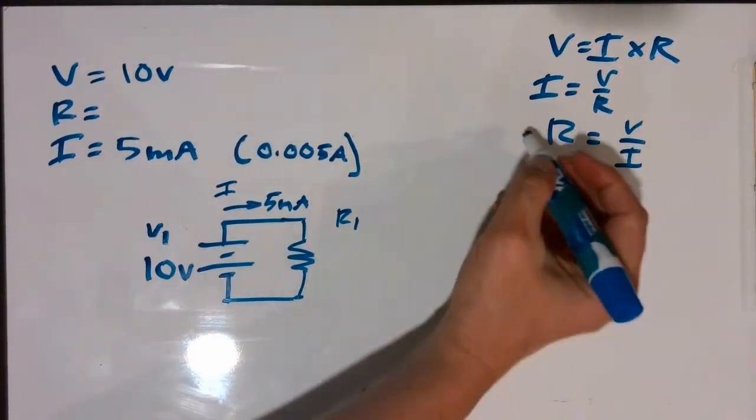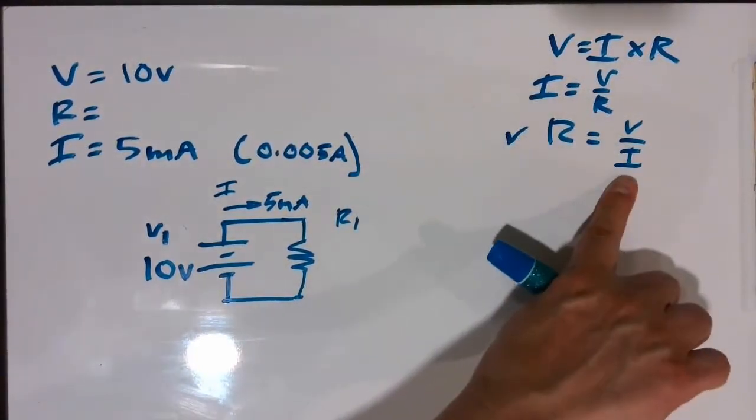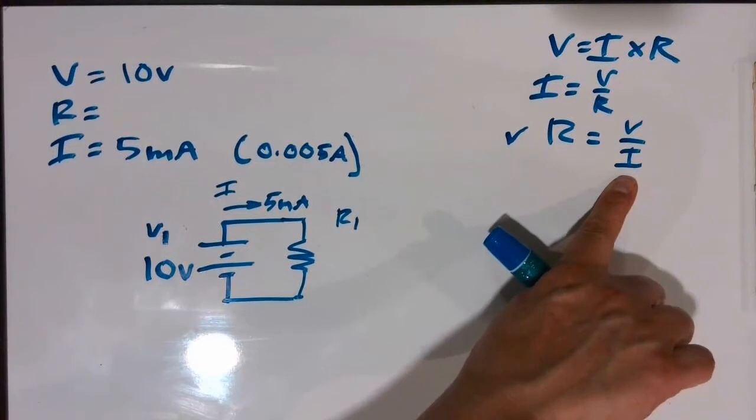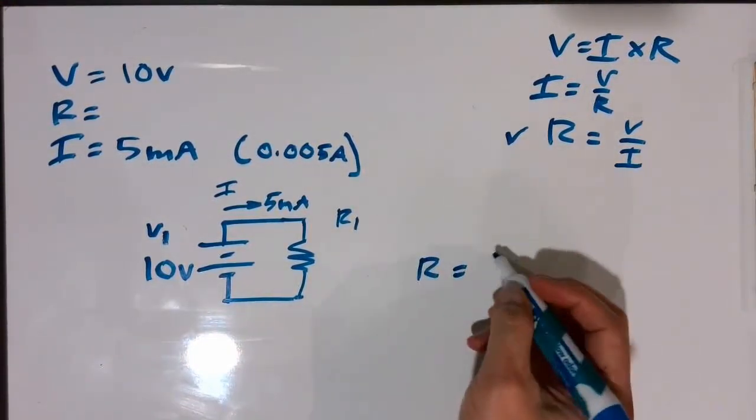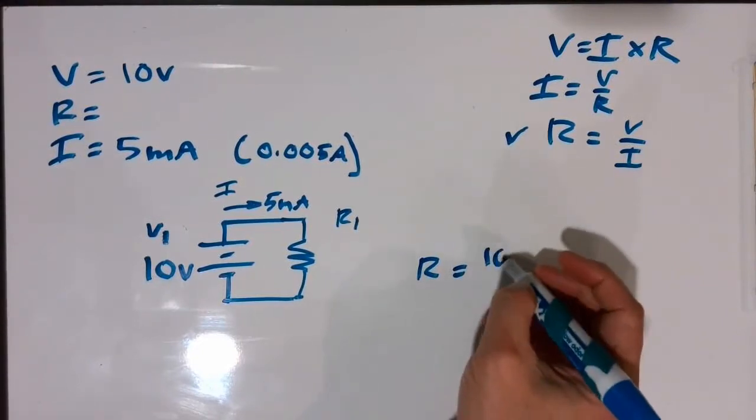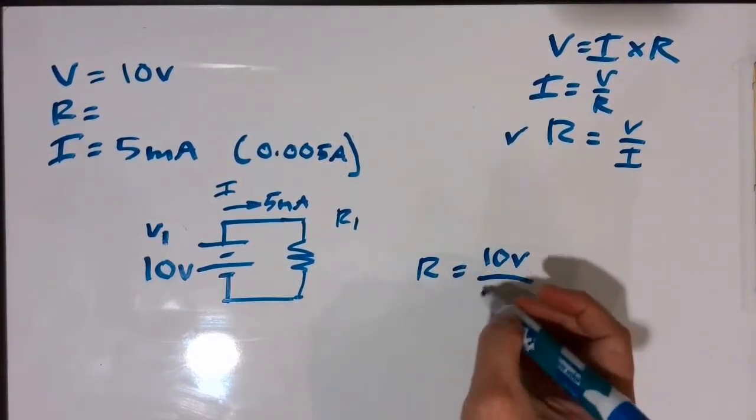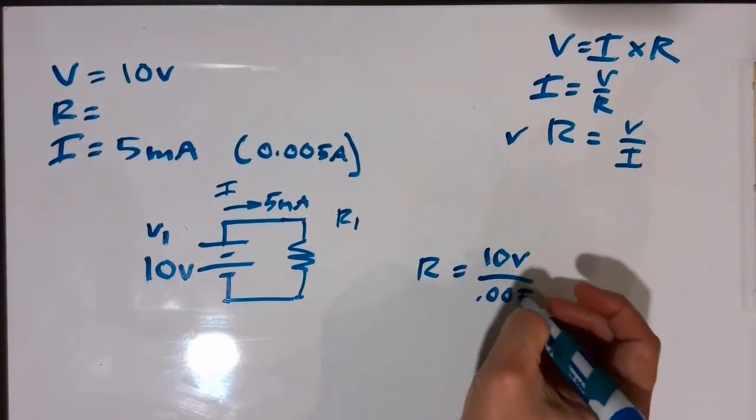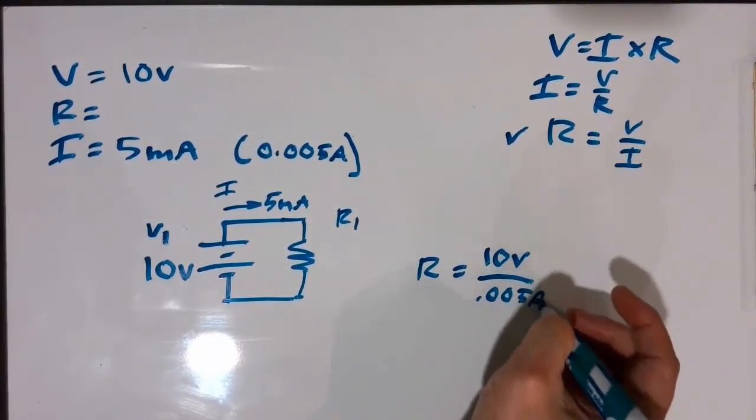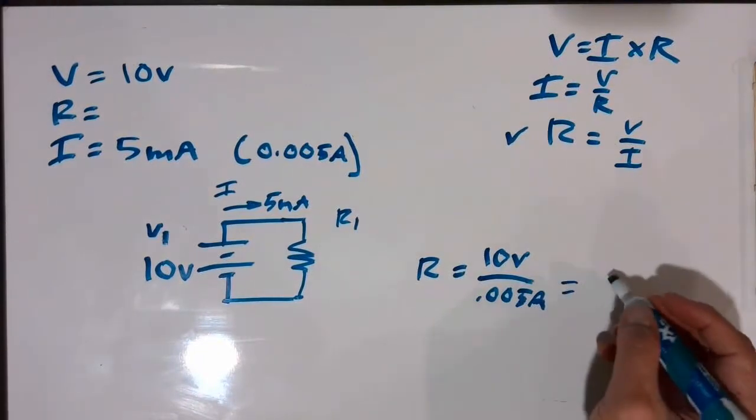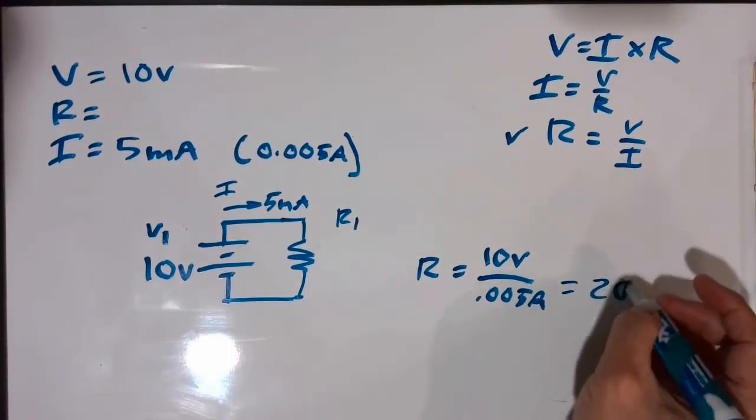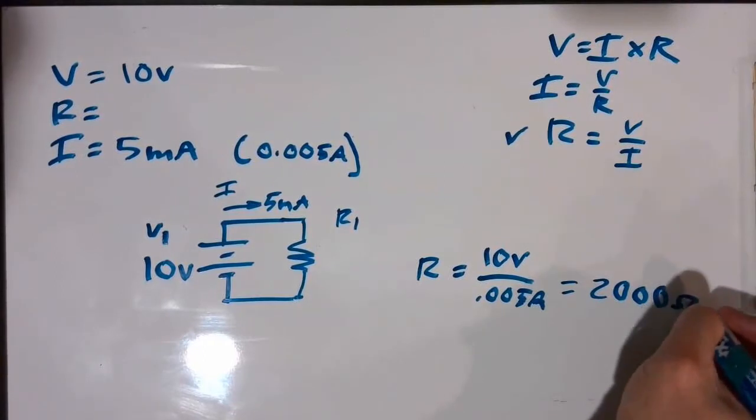So in this situation, because we're solving for resistance, we'll use this formula here, V over I. So R, in this case, is going to equal V over I, which is 10 volts over 0.005 amps. Now on your calculator, you could certainly plug in, for example, 5 times 10 to the minus third. That would be fine. And if we calculate that out, that ends up being a value of 2,000 ohms.